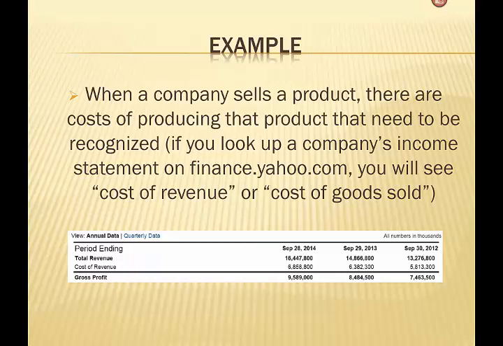So when we make a sale of a product, and I will detail this out in a future video, any associated costs with that product also get recognized at the time. And you'll often hear this called cost of goods sold. But as you can see from the Yahoo financial website, it's called cost of revenue. But cost of revenue and cost of goods sold mean the exact same thing.